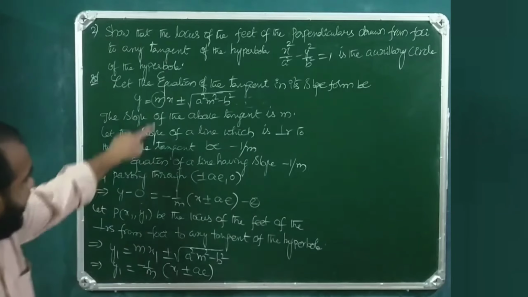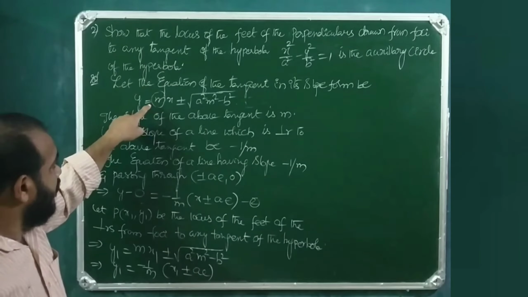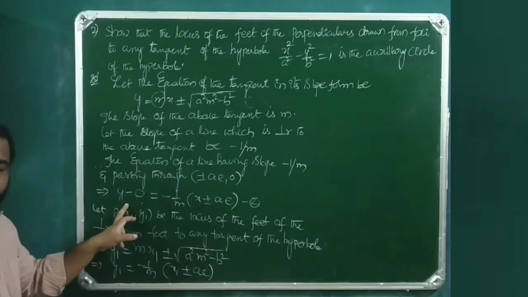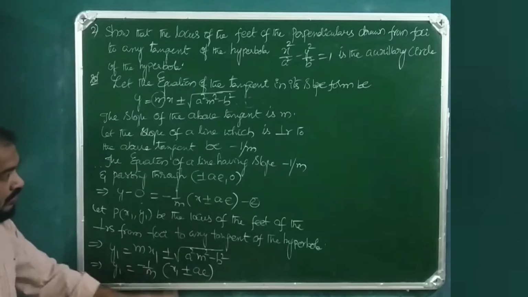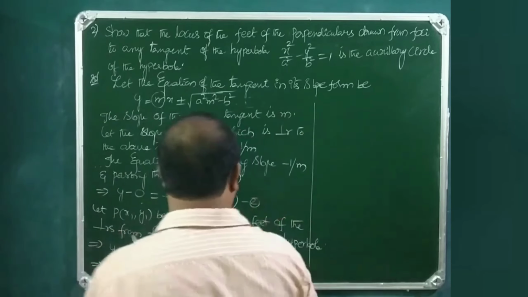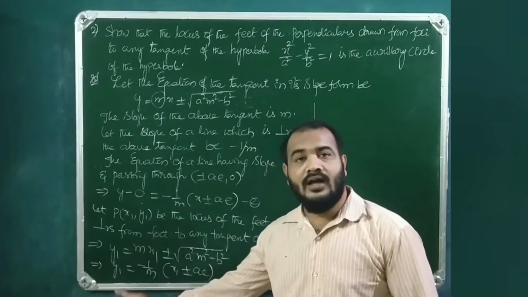So since this line is passing through P(x1, y1), the point has to satisfy this equation. In a similar way, for this one also, the point of intersection is the same. Therefore, these are the two equations that we got. Now we need to eliminate m here.